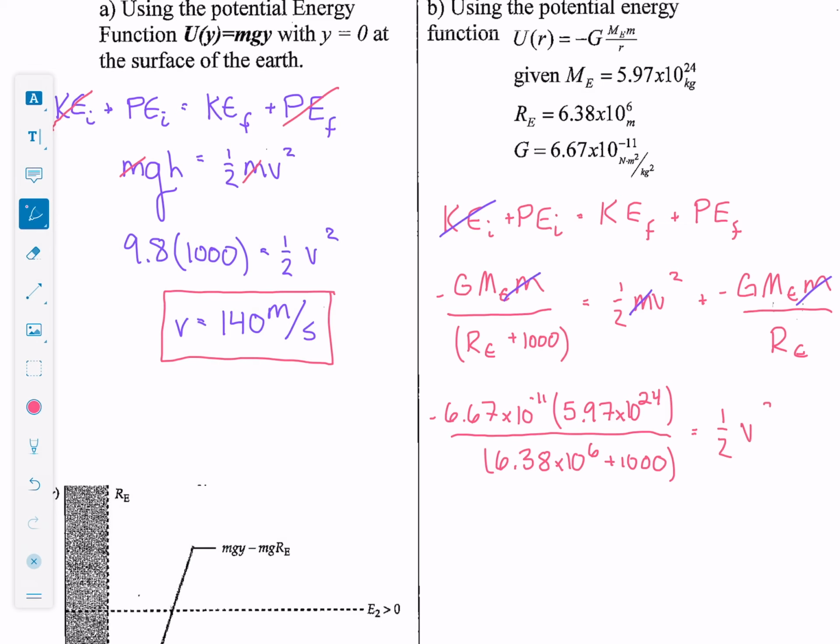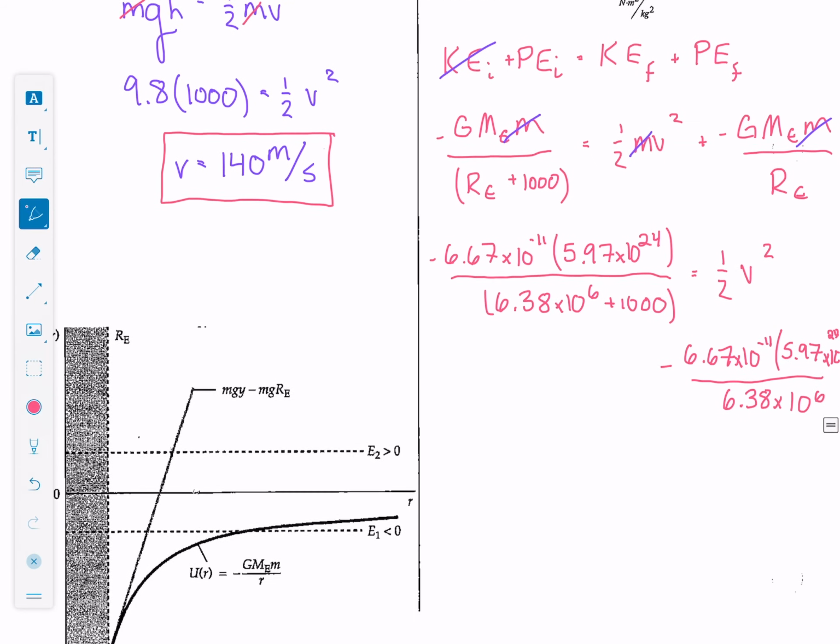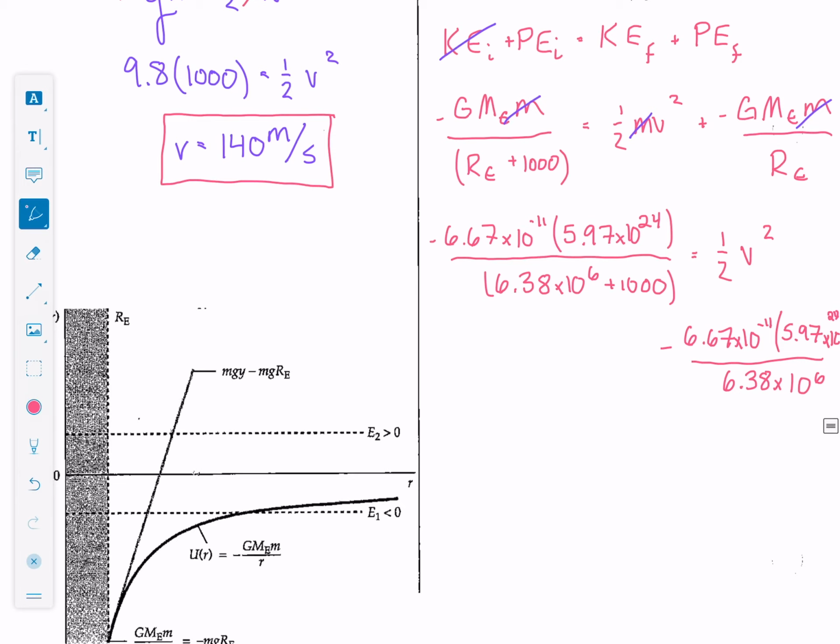1/2 v squared minus, I'm going to write it down here because I am out of space, minus 6.67 times 10 to the negative 11th times the mass of the Earth, 5.97 times 10 to the 24th. You guys hopefully can see that. Divided by just the radius of the Earth, which is 6.38 times 10 to the 6th. All right, not my neatest handwriting. Hopefully you can follow all that. I'll come down over here.